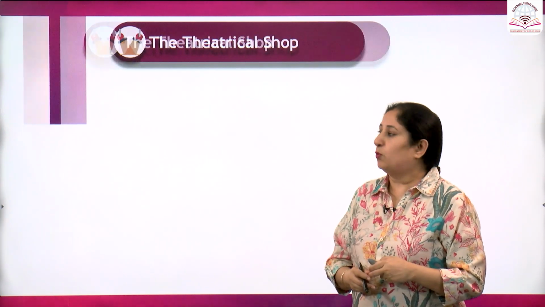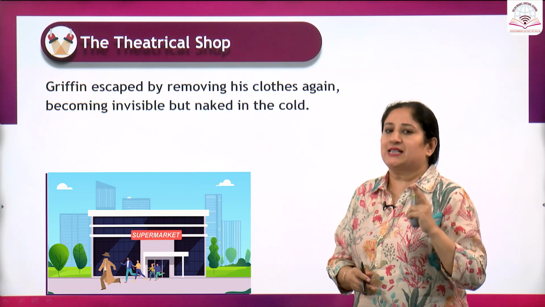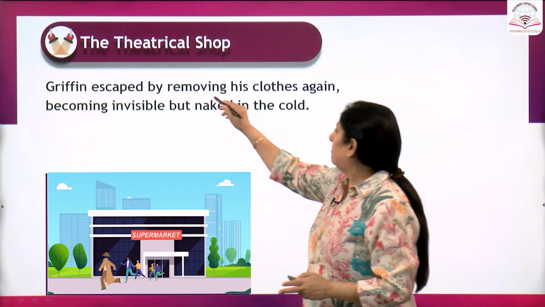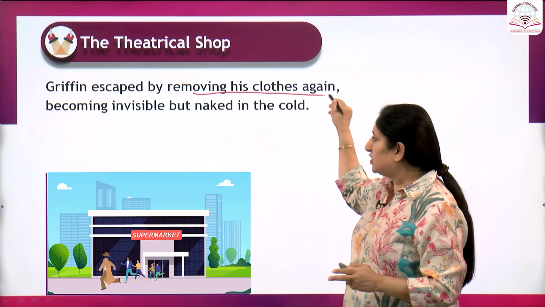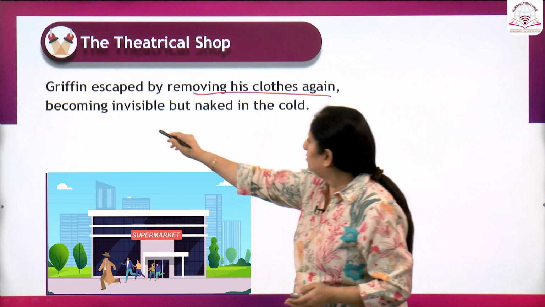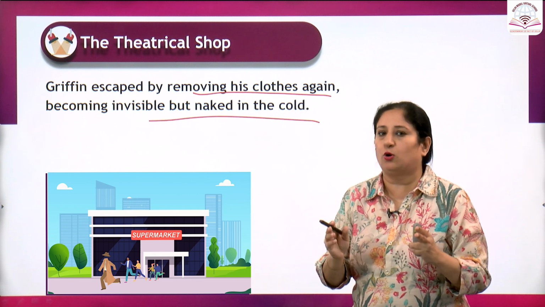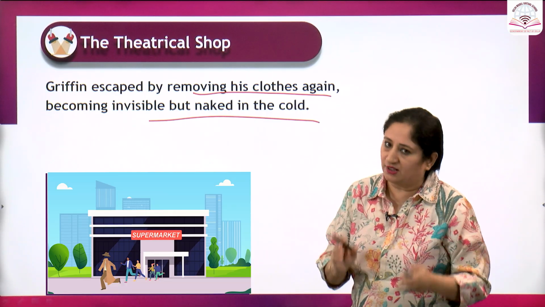Then what happened is Griffin escaped. He had no other means to escape, so he escaped by removing his clothes again, becoming invisible but naked in the chilly, cold winter morning of London.